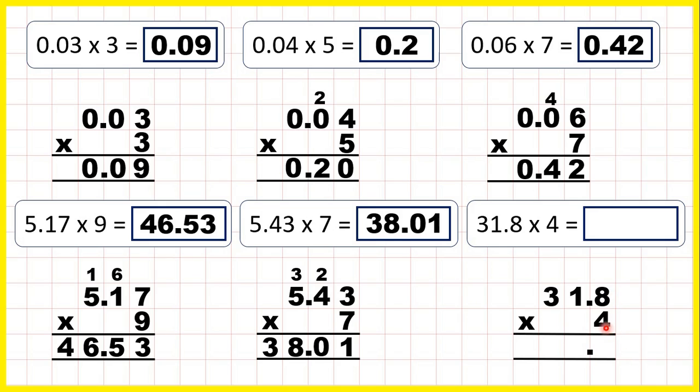So 8 times 4 is 32, that's 32. 1 times 4 is 4, plus 3 is 7, and 3 times 4 is 12. So our answer is 127.2.